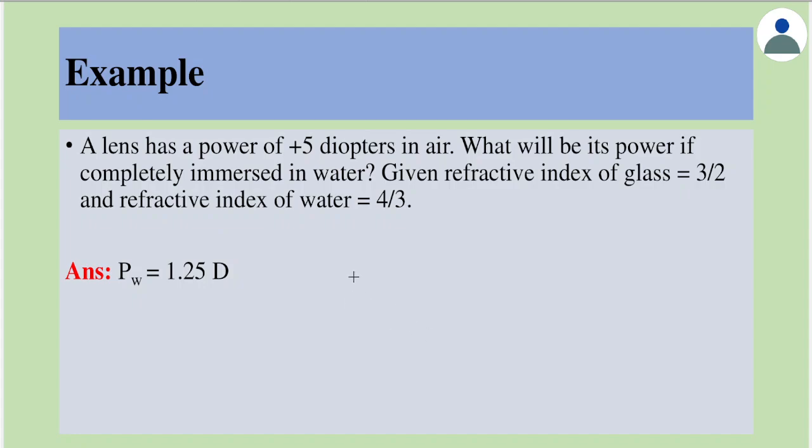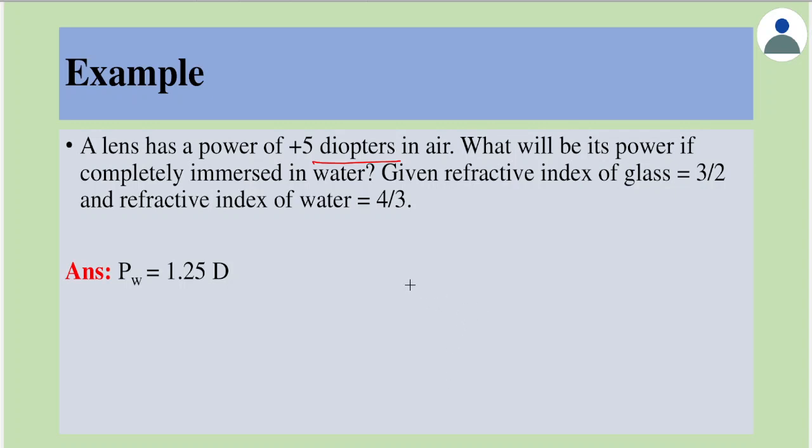We will take one example to understand the earlier concepts. The example says a lens has a power of 5 diopters in air. So when a lens is kept in air, its power is 5 diopter. What will be its power if it is completely immersed in water? Do remember that the focal length of a lens would change based on the surrounding medium also. So the question says what will be its power if it is completely immersed in water, given the refractive index of glass is 3 by 2 and the refractive index of water is 4 by 3.